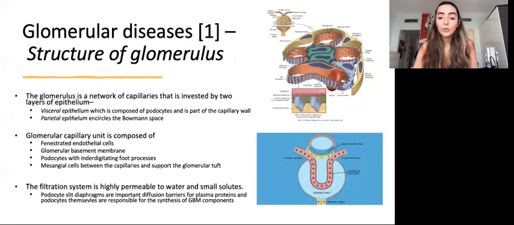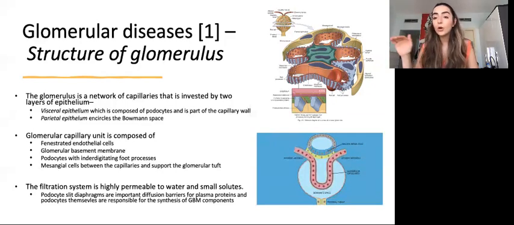Then we have podocytes and their interdigitating foot processes. Podocytes are cells that are embedded in and adhere to the lamina rara externa of the glomerular basement membrane. And the foot processes are separated by something called filtration slits, which are bridged by a thin slit diaphragm composed of a protein called nephrin.